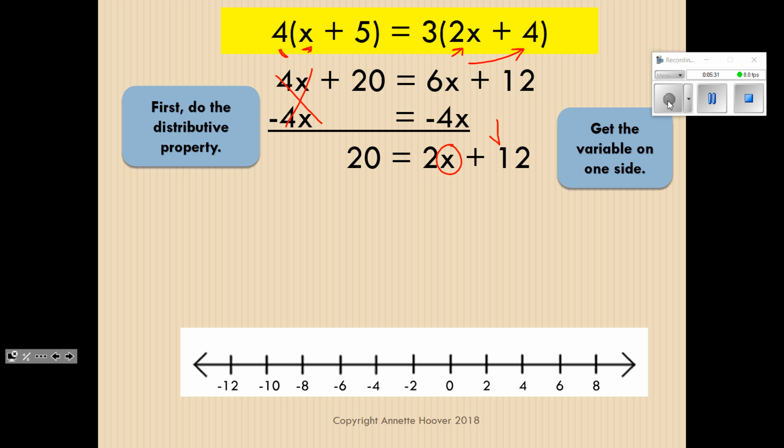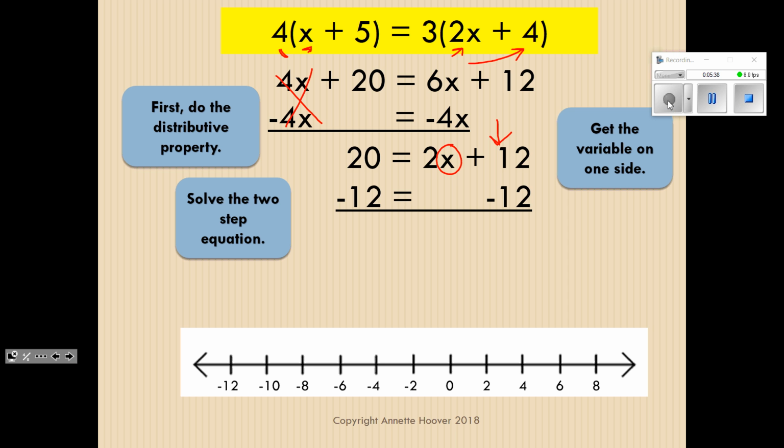We move what is not attached to the variable first. That is a positive 12. So we're going to do a negative 12 on both sides of the equation. 12 minus 12 cancels out. It becomes 0. On the left side we have 8, and on the right side we have our 2x.